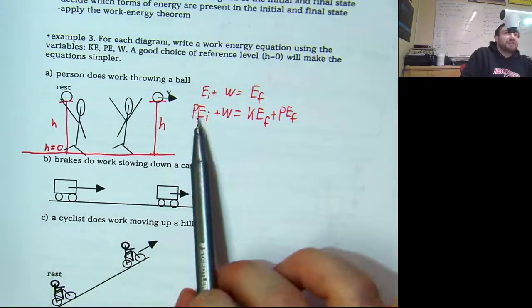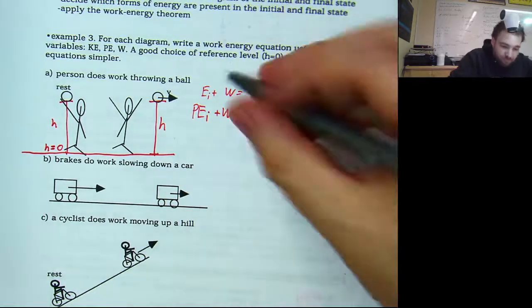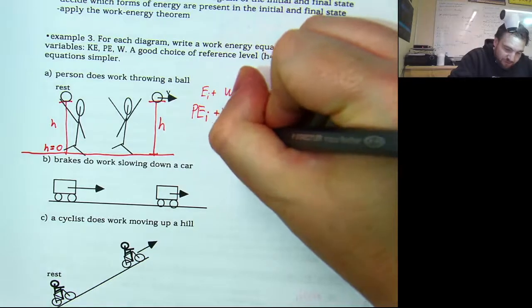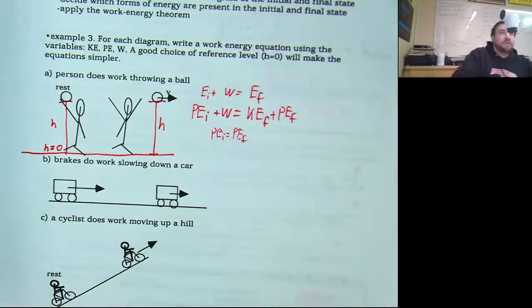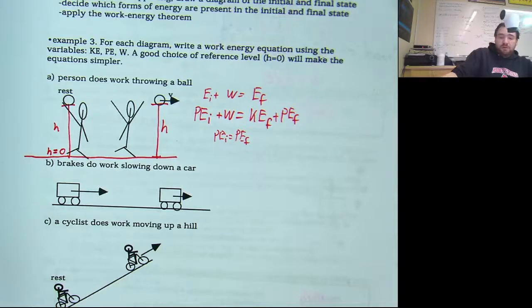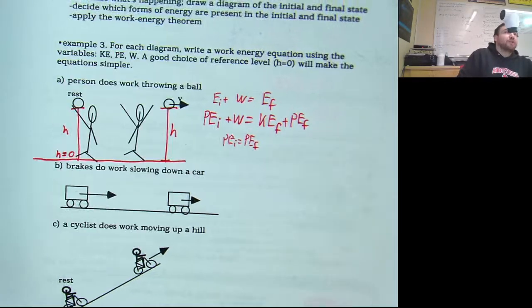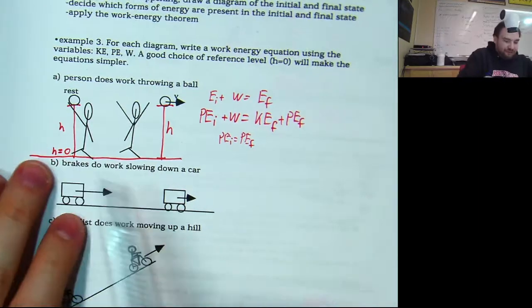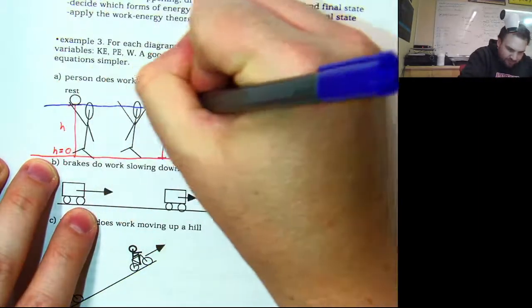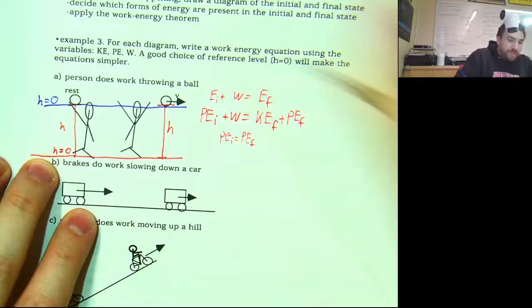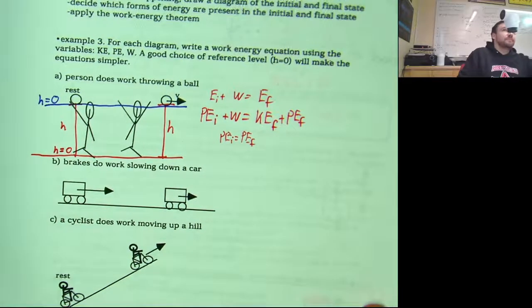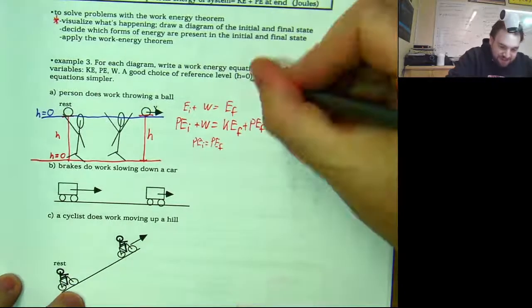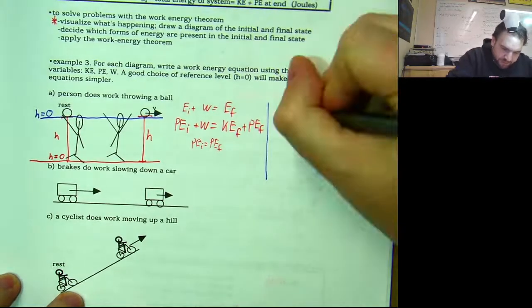So potential energy initial and potential energy final, you're telling me, are the same. PE initial equals potential energy final. So was there a better choice? Instead of calling this height 0, why couldn't I have called this height 0? Because if I call that height 0, my work energy formula changes.